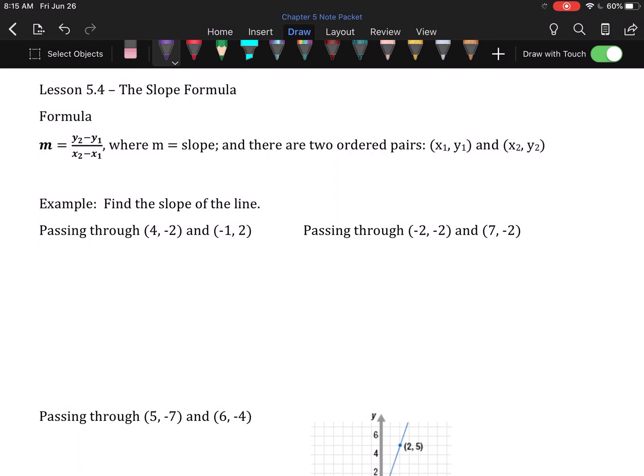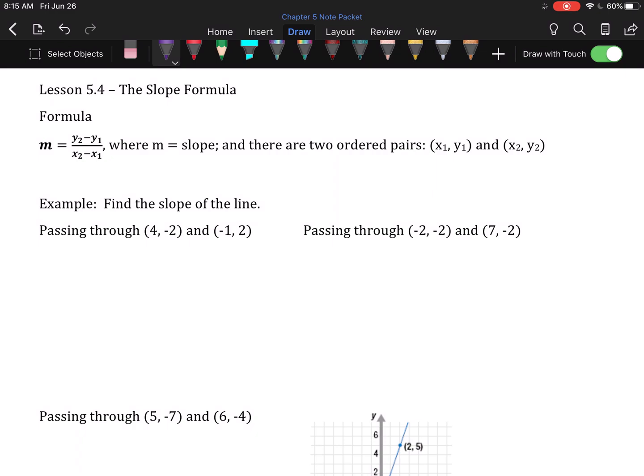It just is. And two ordered pairs being x sub 1, y sub 1, and x sub 2, y sub 2. So this says take the second y value and subtract the first y value. Then in the denominator, take the second x value and subtract the first x value. Sorry, got a little tongue twisted there.